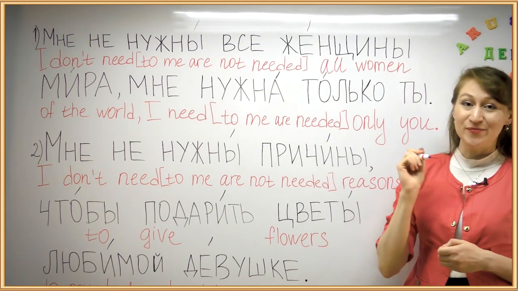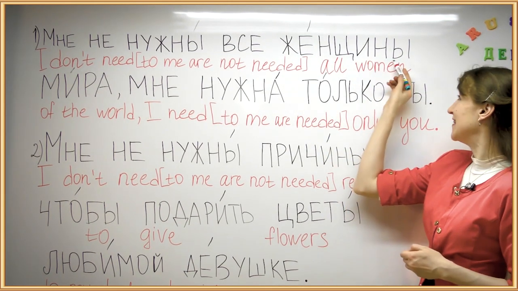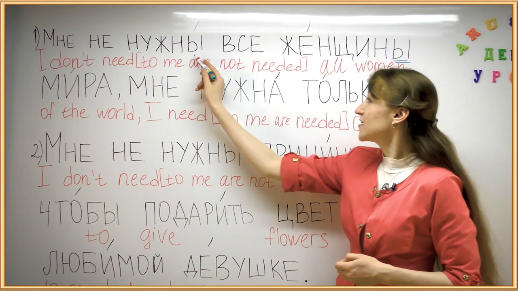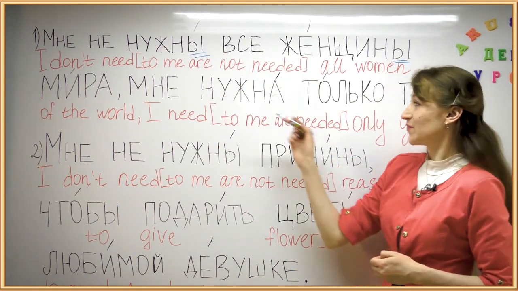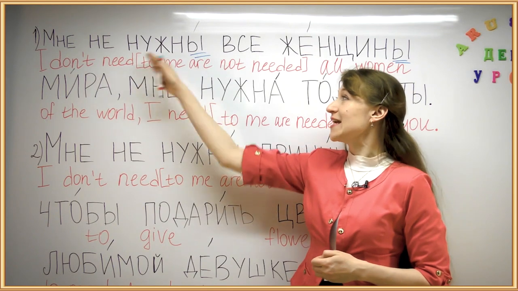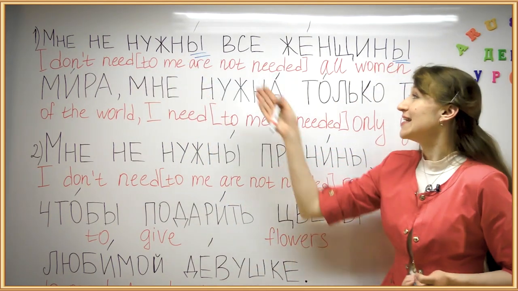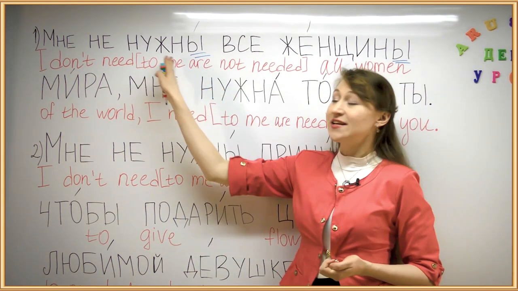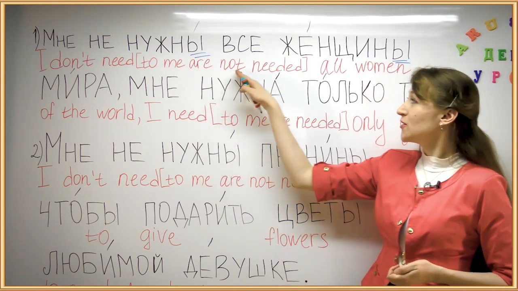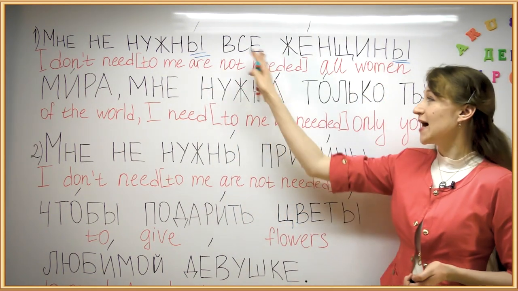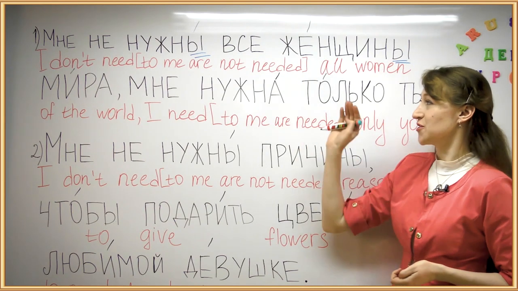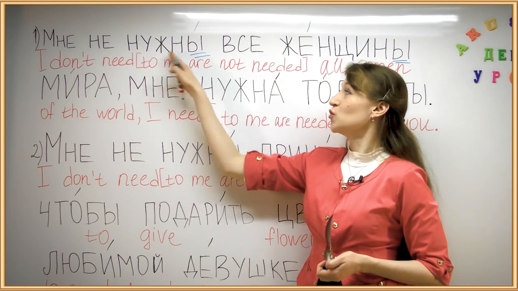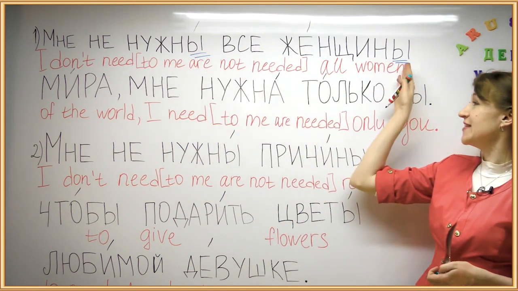So, what is the plural noun here? Женщины, women. And as you can see, it corresponds to нужны. So this phrase мне не нужны, which is translated into English as I don't need, literally means to me are not needed. So here we kind of have this passive construction. Women are not needed to me. Мне не нужны все женщины.